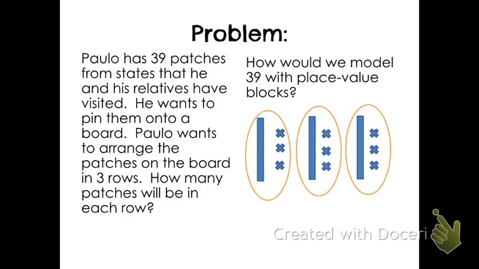So the first thing that we did was draw out our place value models. We have the long ones right here, and the long ones each are 10, so that's why I have 3 of them. And then I have my ones, and I end up with 9 ones. In order to arrange them in a specific way, we need to figure out how many patches are going to be in each one of my rows. He wants 3 total rows.